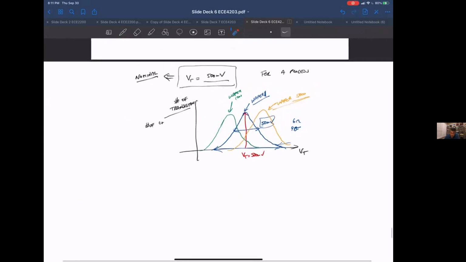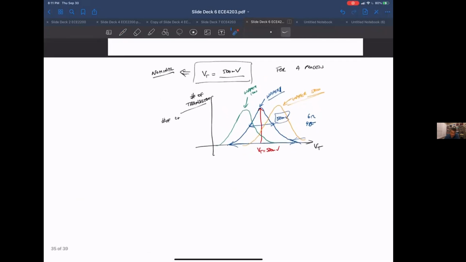And I just wrote V threshold here. I could have easily said beta. So mu n Cox, it's going to have its own variations. The actual transistor lengths and widths, just coming from a printing process, might have their own variations. Lots of other things. Basically, everything has variations.